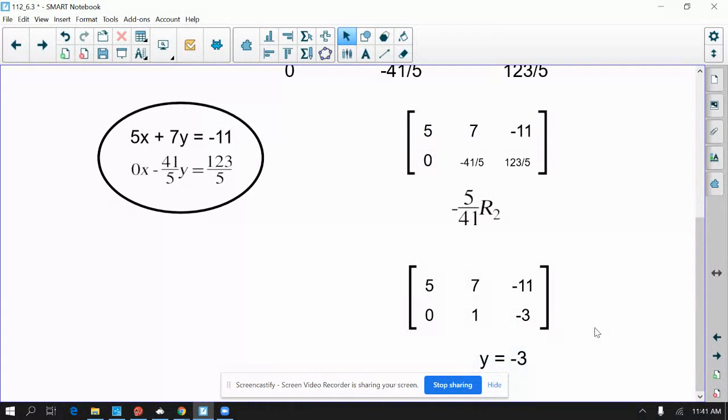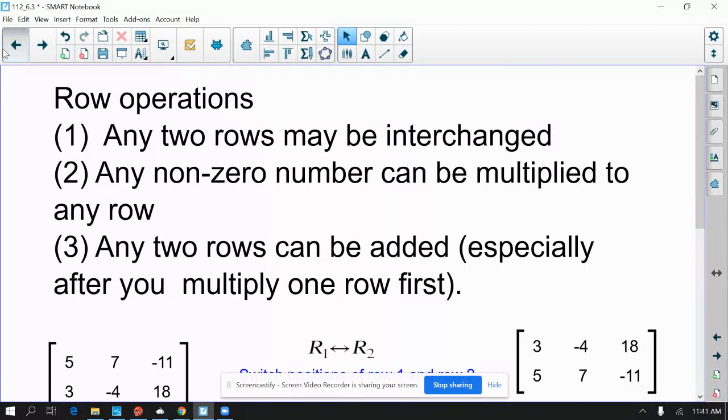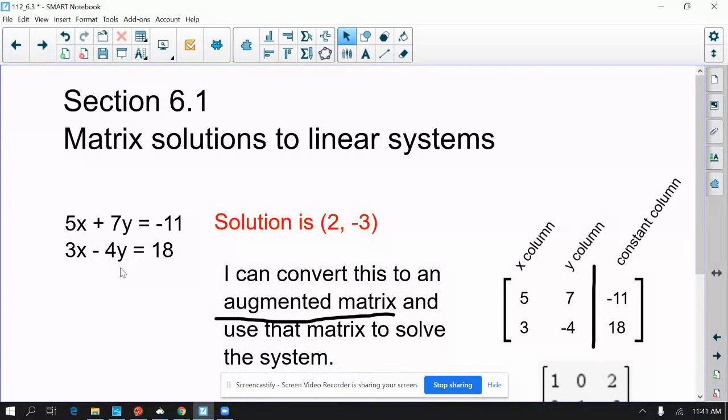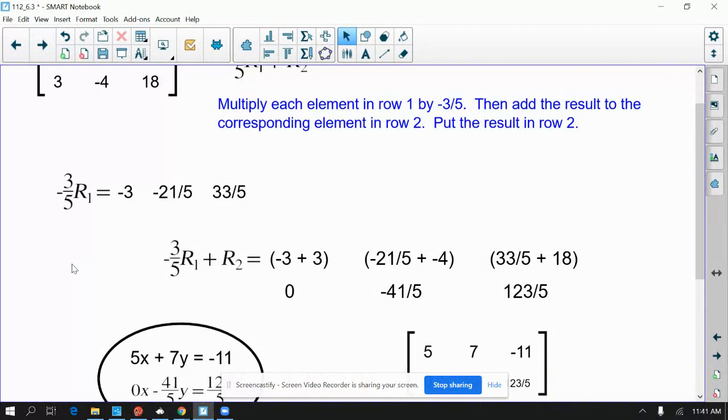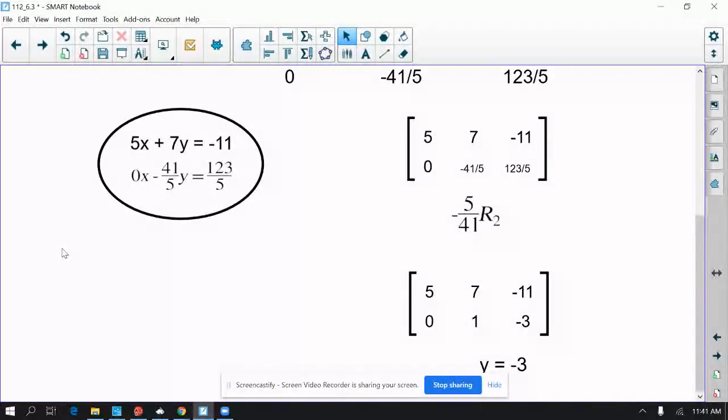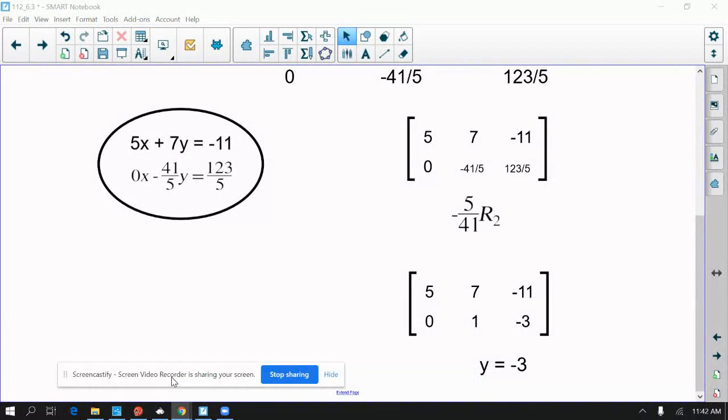And what do I discover? Y equals negative 3. But we remember this original equation, y equals negative 3, the x equals 2. So you're probably wondering why go through all the trouble. This is just an exercise to get us comfortable with row operations and matrices, etc. The calculator is going to do a lot of this grunt work for us. All right.